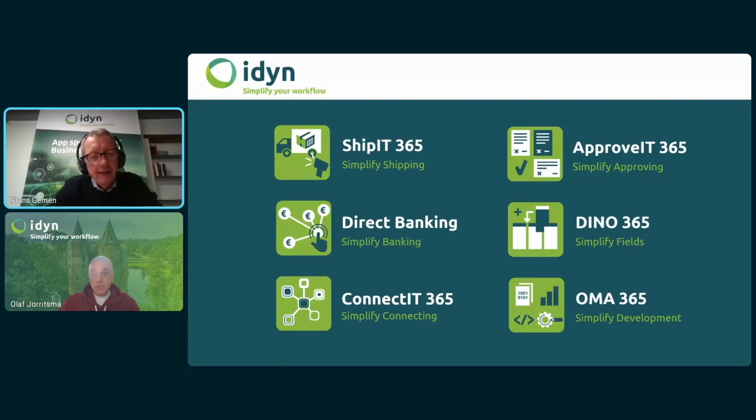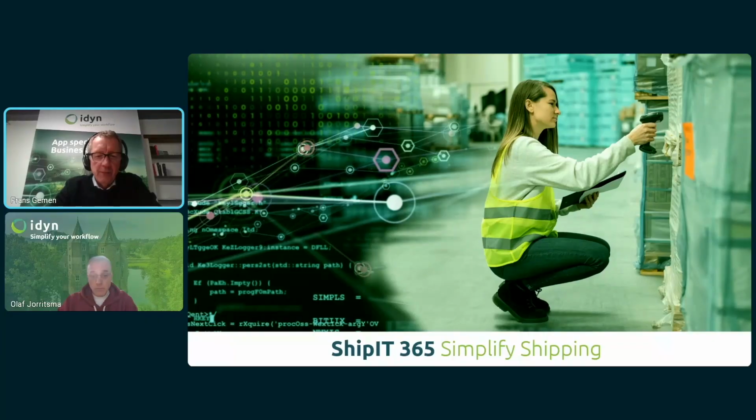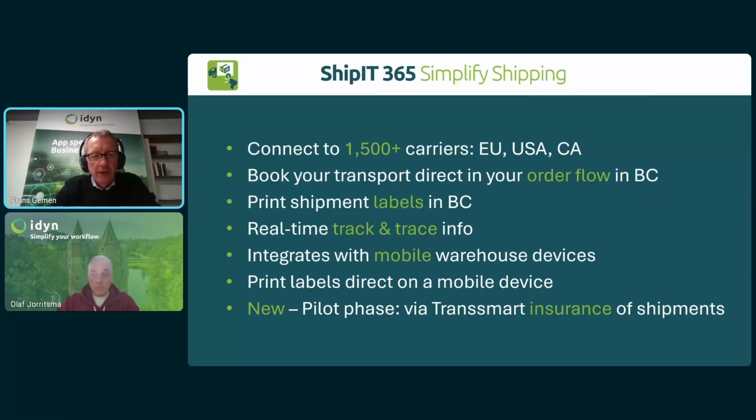Big advantage here is that if you install Connected, you don't need any middleware anymore. Connected will do the integration. And one of the advantages is also that because it's in Business Central, you have all business logic directly available for your integration. But today, we talk about ShipIT 365. Just a quick wrap up, and then I will hand over to Olaf, and he will guide us through Business Central with the ShipIT solution. Simplifying shipping. This is what we're doing today.